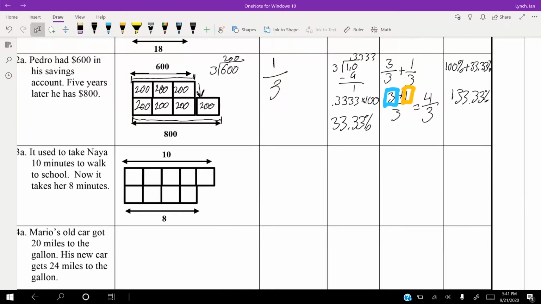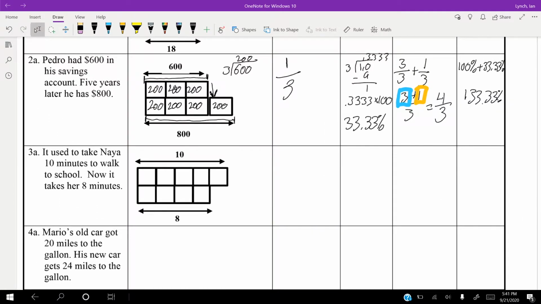So now moving down to problem 3. It used to take us 10 minutes to walk to school, and now it only takes us 8. So we're taking 10 minutes, putting it into 5 boxes. So I'm going to say that's 2, 2 in each box.